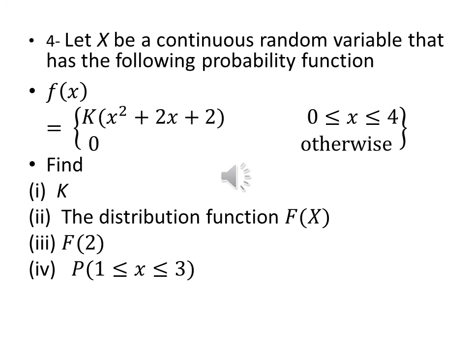Another example, let x be a continuous random variable that has the following probability function. f of x equals k x power 2 plus 2x plus 2 from 0 to 4, 0 otherwise. Find first k. To get k, integration from 0 to 4 of f of x, kx squared plus 2x plus 2 dx, equals 1. What is the required k? We can get k.